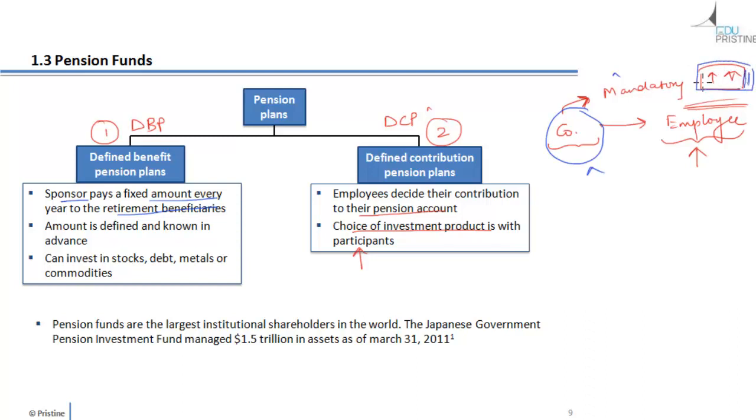Who is taking the responsibility whether the amount of money in this piggy bank is sufficient to retire each employee? If the responsibility is taken by the company, then it becomes a defined benefit plan. If the responsibility is not taken by the company and it actually is managed by the employees themselves, then it is a defined contribution plan.